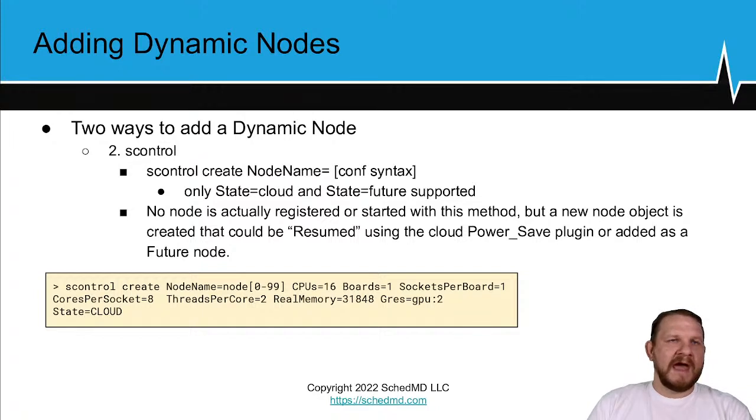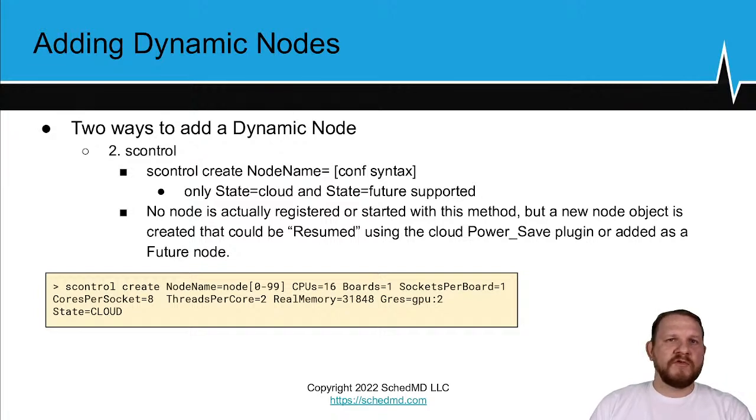The second way to add a dynamic node is using scontrol. Now this only works for nodes that are going to be state equals cloud and state equals future. Now one note about state equals future, I personally feel that state equals future is really becoming obsolete with dynamic nodes, except for if you need some of those capabilities that might be just in future versus the dynamic node capabilities with Fanout and whatnot. So important to understand that.